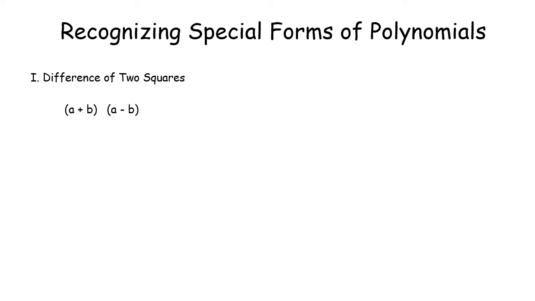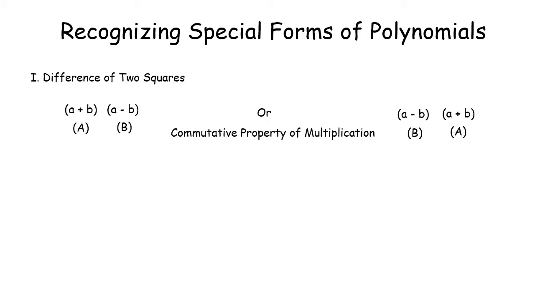Here's the difference of two squares, where you have a plus b times a minus b, or a minus b times a plus b. This is because if we let a plus b be the term capital A and a minus b be the term capital B, that's the same as saying B times A, due to the commutative property of multiplication. Either of these two forms will result with a squared minus b squared.